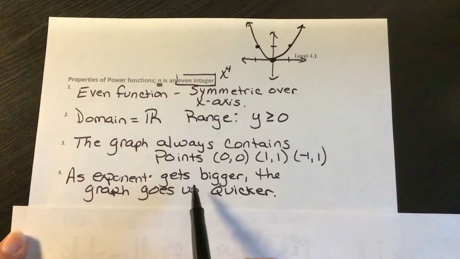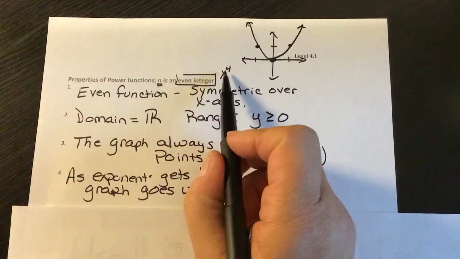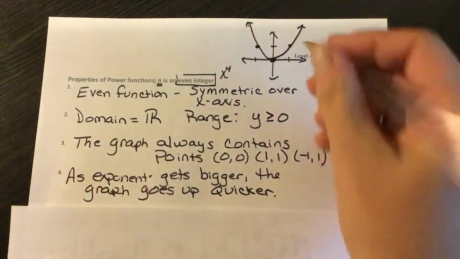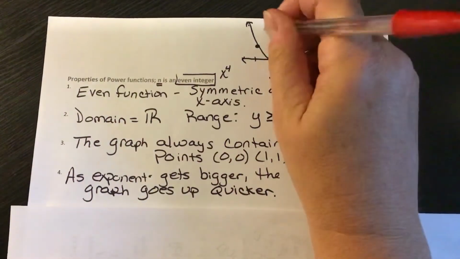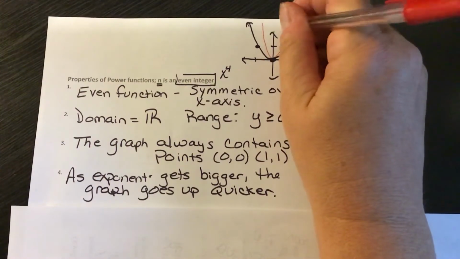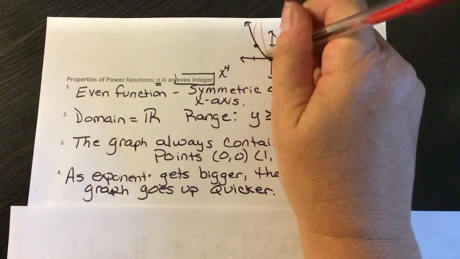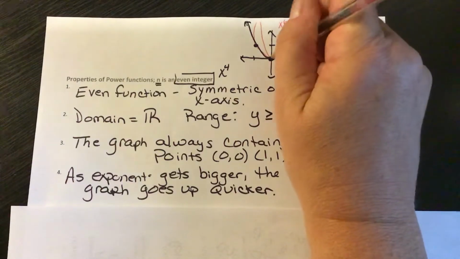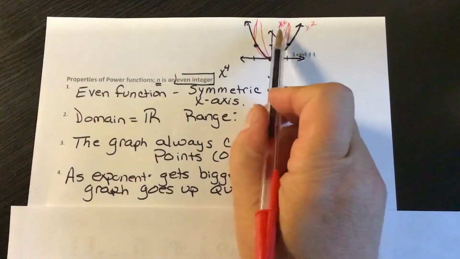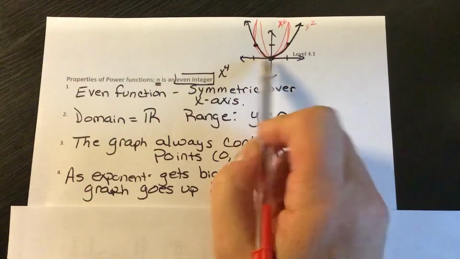As my exponent gets bigger, if I get x squared, x to the 4th, x to the 6th or 8th, my graph is going to go up faster. So if this is x squared right here, this might be x to the 6th power. Sorry, it has to go through these points. It always goes through those points. So this could be x to the 6th. It's just going to go up faster after you pass the x values of 1 and negative 1.